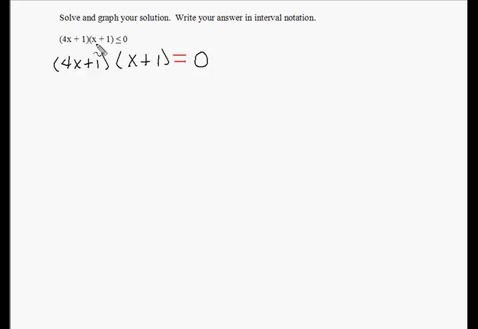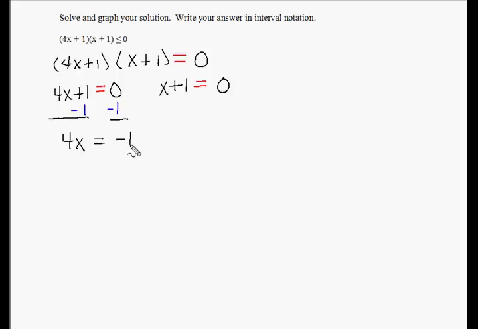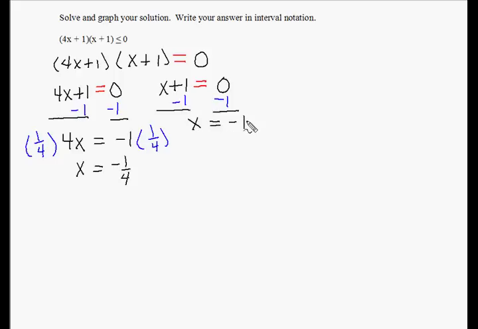Because we do not know what these numbers are, we don't know if they're going to be less than or greater than 0. So if we change it to an equal sign, we can set each factor equal to 0. And then solve these two simple equations. Solving for x, we have 4x is equal to negative 1. And then multiplying both sides by 1/4, we get x is equal to negative 1/4. In the other equation, adding negative 1 to both sides of the equation, we get x equals negative 1.